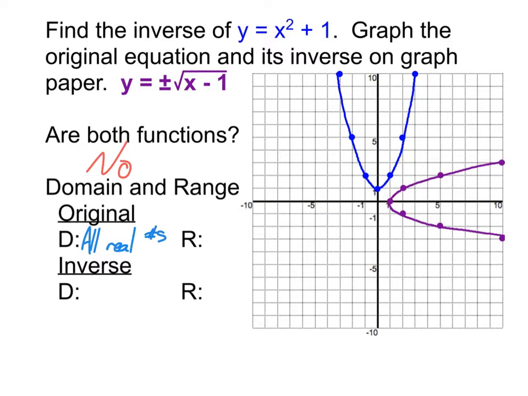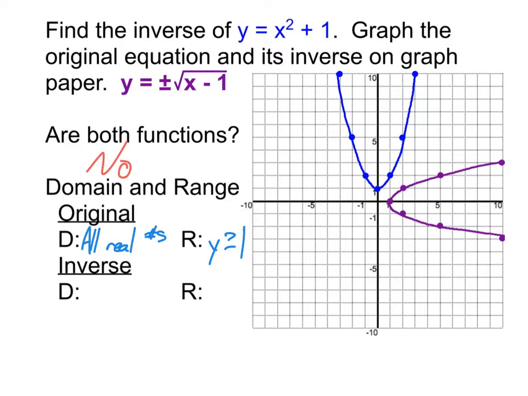Okay, what about the range? Is the range all real numbers for the original? Well, if I'm looking at my original function up here, it doesn't go down forever. It only goes down to 1. So no, it's not going to be all real numbers. It's only going to include the y values that are above or equal to, technically, 1. And so my range here, y is greater than or equal to 1.